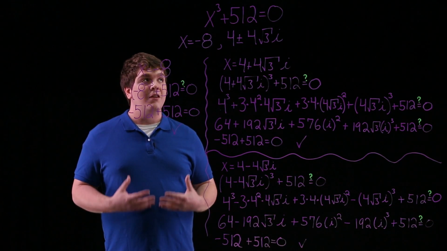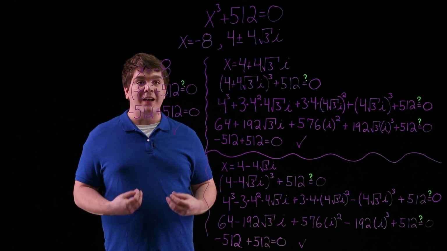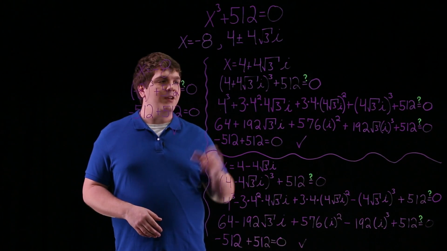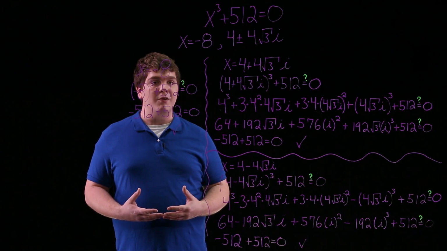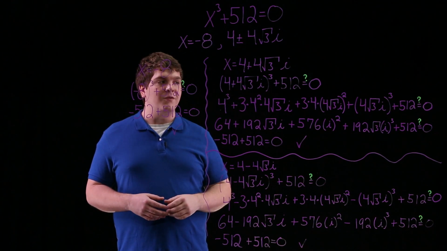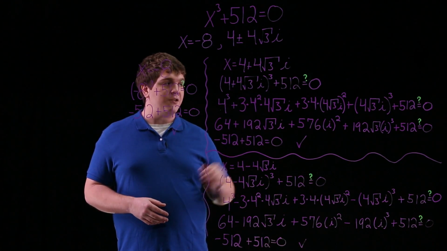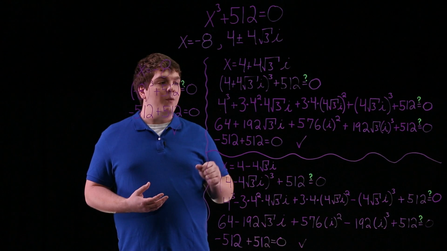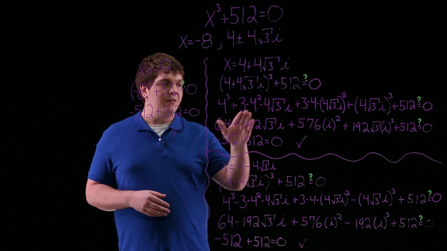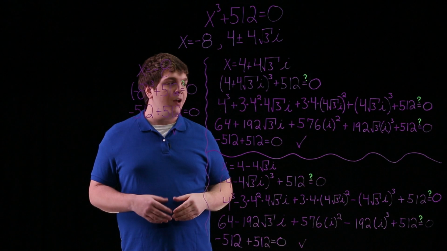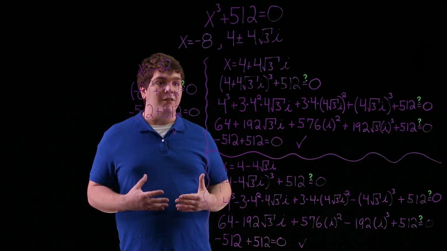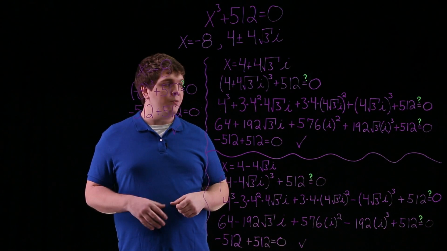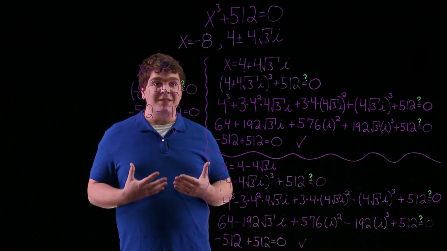So for our complex solutions, x equals 4 plus 4 times the square root of 3i, and x equals 4 minus 4 times the square root of 3i, we'll use the binomial cubed formulas. So substituting in 4 plus 4 times the square root of 3i into the equation, we have 4 plus 4 times the square root of 3i, quantity cubed, plus 512, and we want to know, is this equal to 0? Well, when we use the binomial cubed formula, we end up with 4 cubed plus 3 times 4 squared times 4 times the square root of 3i, plus 3 times 4 times the quantity 4 times the square root of 3i squared, plus 4 times the square root of 3i, quantity cubed, plus 512, and we want to know, is this equal to 0?